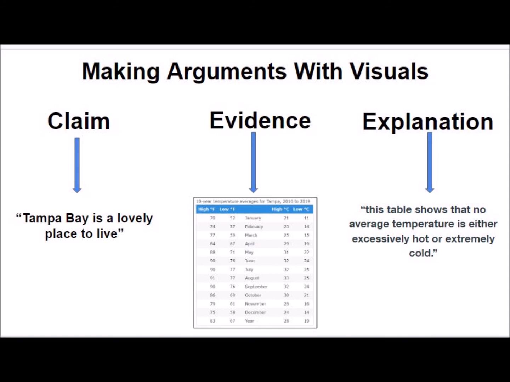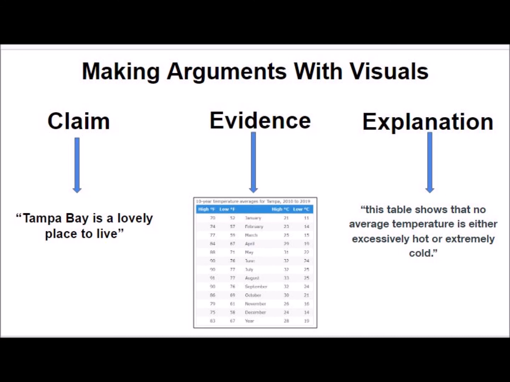I first must make a claim. Tampa Bay is a lovely place to live. I support my claim with evidence by showing Figure 1, 10-year temperature averages. After presenting my evidence, the table, I must explain it for my audience. I might say something like, this table shows that no average temperature is either excessively hot or extremely cold. Finally, I connect that explanation to my original claim. Because the temperature is generally within these parameters, many people choose to live in Tampa Bay based on climate.